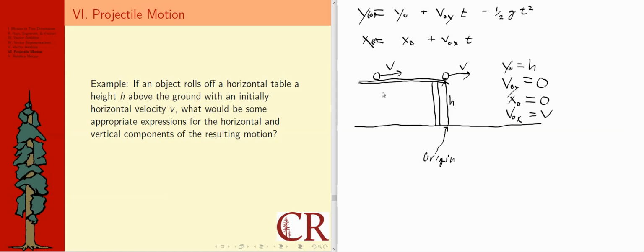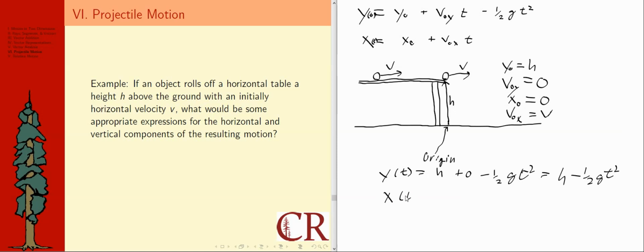If I make those substitutions into these two formulas, I get y of t is equal to, let's see, I've got an h, and then this one went to 0, right? I can maybe say plus 0 minus a half g t squared. Why did I say plus 0? Well, v naught y is equal to 0, and 0 times t would still be 0. So I could simplify that to just h minus 1/2 g t squared. That's one of the expressions I'm giving here, and it's really the expression for the vertical component of motion.